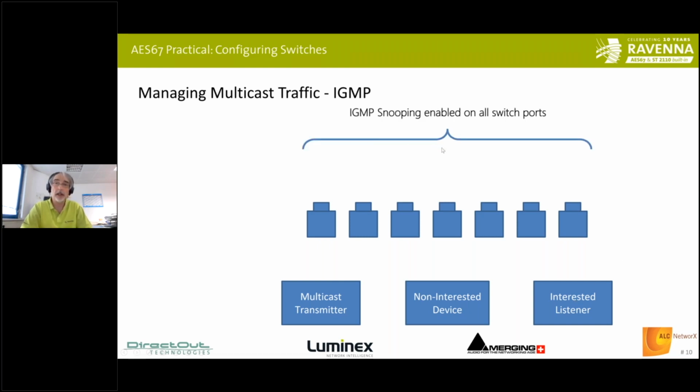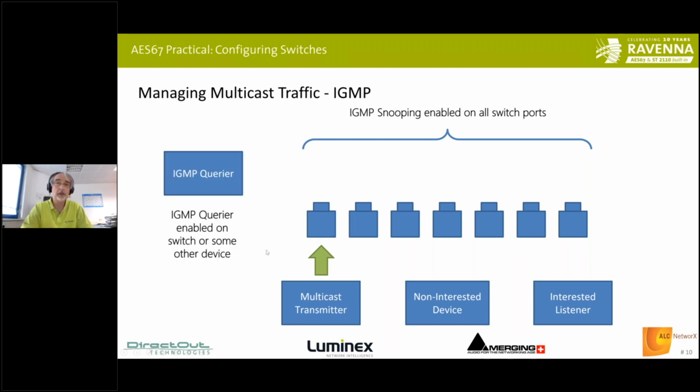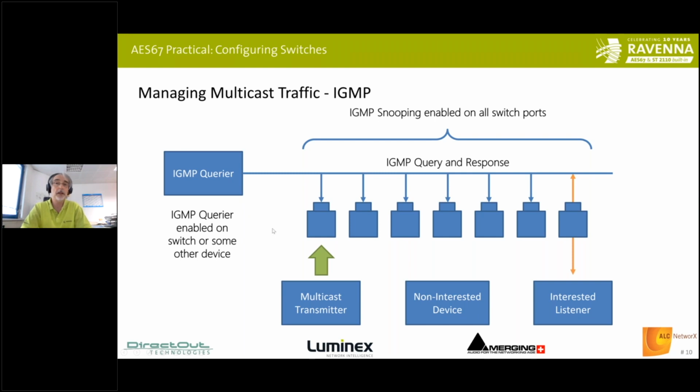Well, we enable IGMP snooping on all switch ports, and the multicast transmitter just starts transmitting. As long as no one is interested or has subscribed to that particular traffic, the switch will just dump the incoming multicast packets because it doesn't know where to distribute them, and so it's not forwarding them at all. So in order to have the interested listener subscribing to that particular multicast stream, we need an IGMP querier. The querier can be enabled on a switch or on some other device in the network, and it will send out IGMP queries.